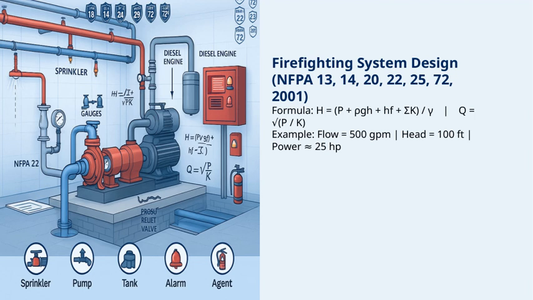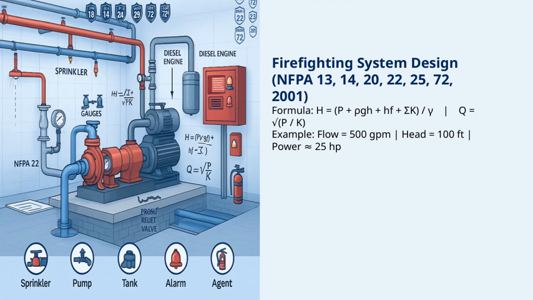The second formula is for flow rate, Q, which is proportional to the square root of pressure divided by a constant K. This relationship highlights that as pressure increases, flow rate also increases, but at a diminishing rate. Let's look at an example.